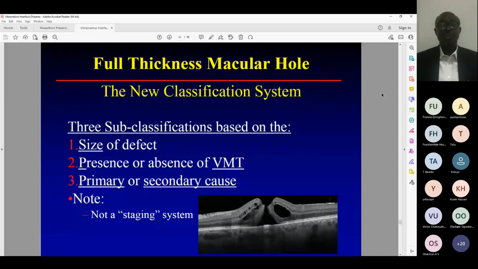So now let's look at full thickness macular hole and the tracer classification. We look at the size of the defect, presence or absence of VMT, and whether it's primary or secondary cause. Again, this is not a staging. Should we look at the next one?